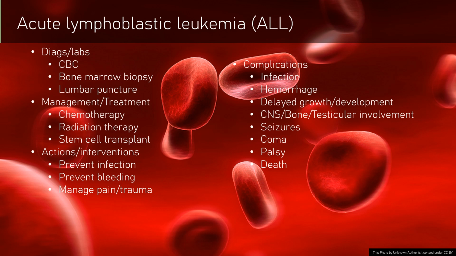So the diagnostics and labs we're going to see, we expect to see a low hemoglobin and hematocrit, low red blood cells, low platelets. We don't really have an expectation of the WBCs. They could be elevated or they could be decreased, but what we will see is lots of blasts in the peripheral smear. And then we do a bone marrow biopsy or aspirate, and that's going to show us at least 25% lymphoblasts. And we're like, oh, okay. And then we do a lumbar puncture and we see similar things.